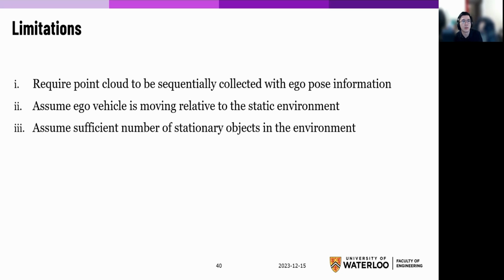The second limitation is that our method assumes that the ego vehicle is moving relative to the environment. So our method will not be applicable to something like a roadside LiDAR, where the LiDAR sensor is stationary. And finally, we assume a sufficient number of stationary objects in the environment and for a particular class. So for environments with a lot of dynamic objects, or for certain classes where the objects are typically always moving, such as pedestrians or cyclists, our method cannot be as effective as it is for stationary objects such as vehicles and cars.